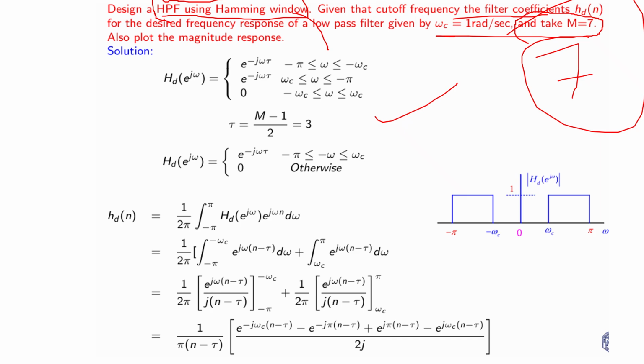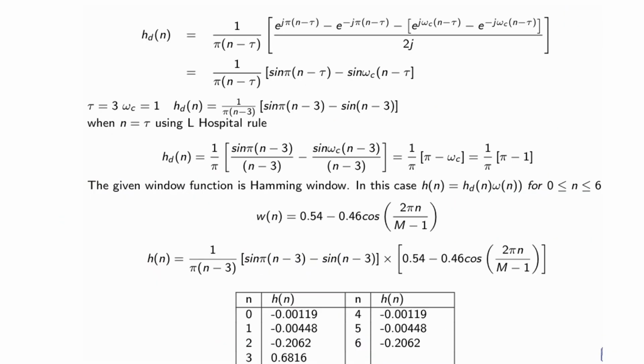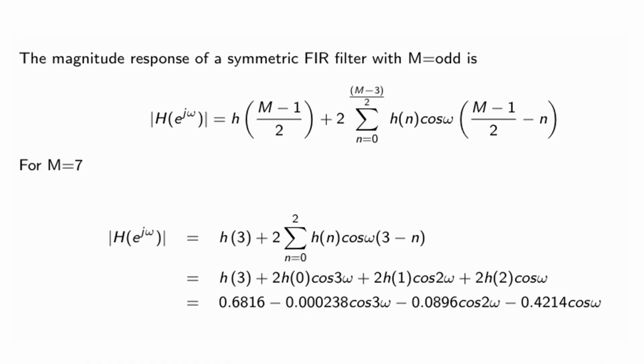In the previous question it was a low pass filter. Now Hd(n) is given, so find out the tau. Again the same things. Find out H_d(z) and then take the inverse Fourier transform and get the value of h_d(n). After getting h_d(n), you can put the values of n and get the value of h(n). So this is the very simple way, right? So these are the steps.